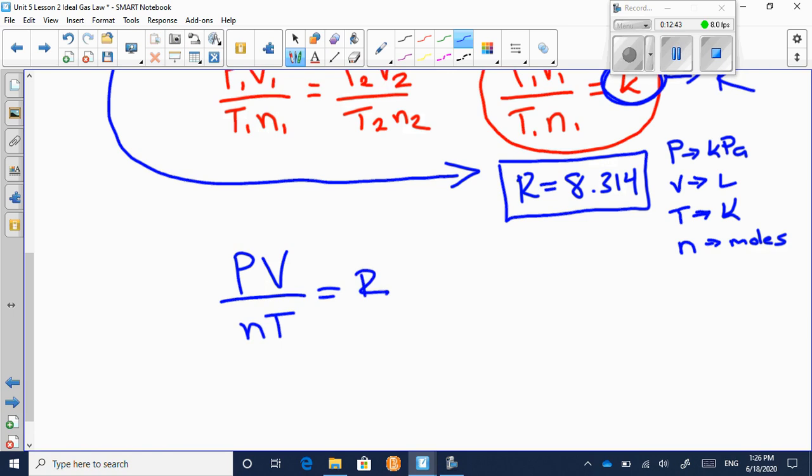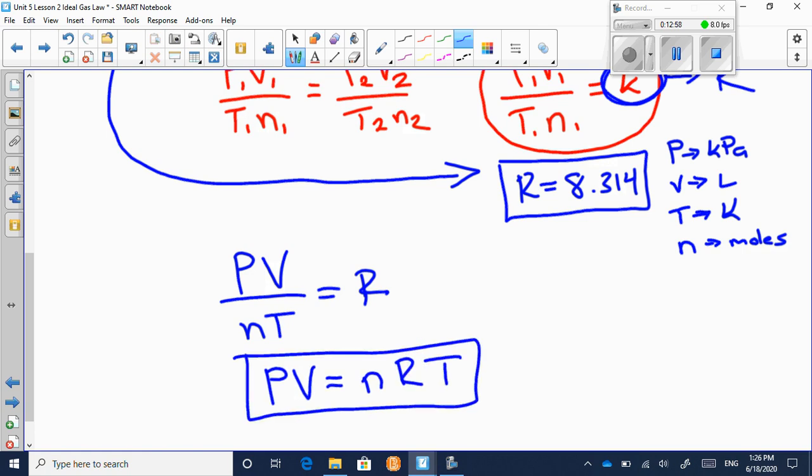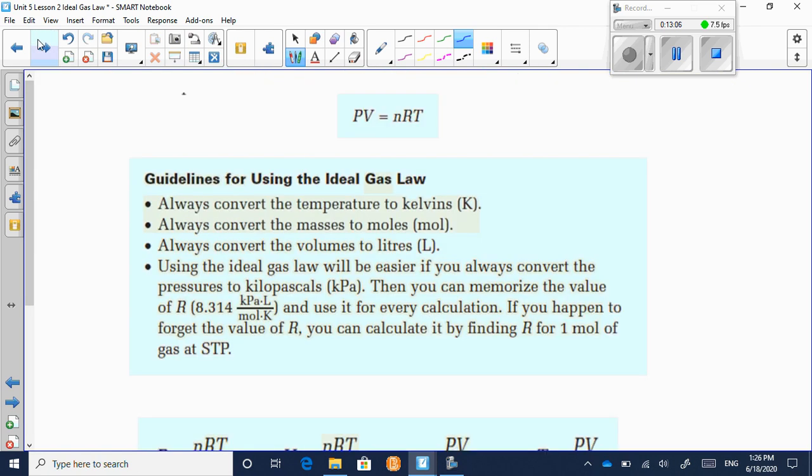Now, I have to admit that in most cases, they rearrange this a little bit, and they put the nT up with the R, and you get PV is equal to nRT. But essentially, it has come from that initial equation. Okay, so here it is, PV equals nRT.